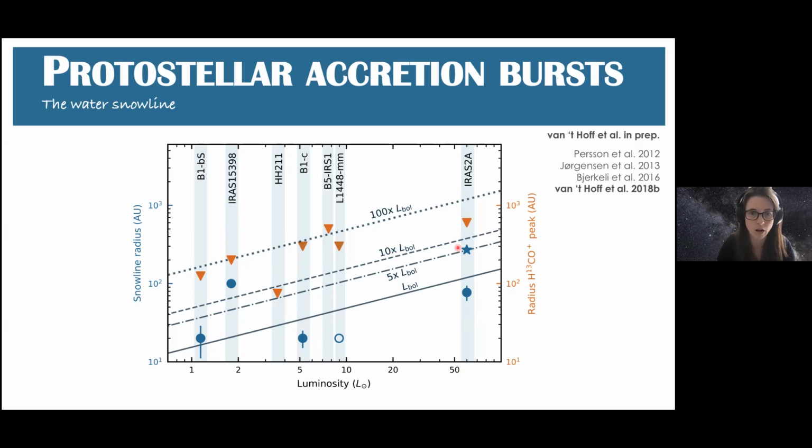Another example is IRS 2A. Again, it matches quite well with where we expect the snowline to be. And this source, we expect that it is currently in burst because it has a luminosity of 60 solar luminosities.